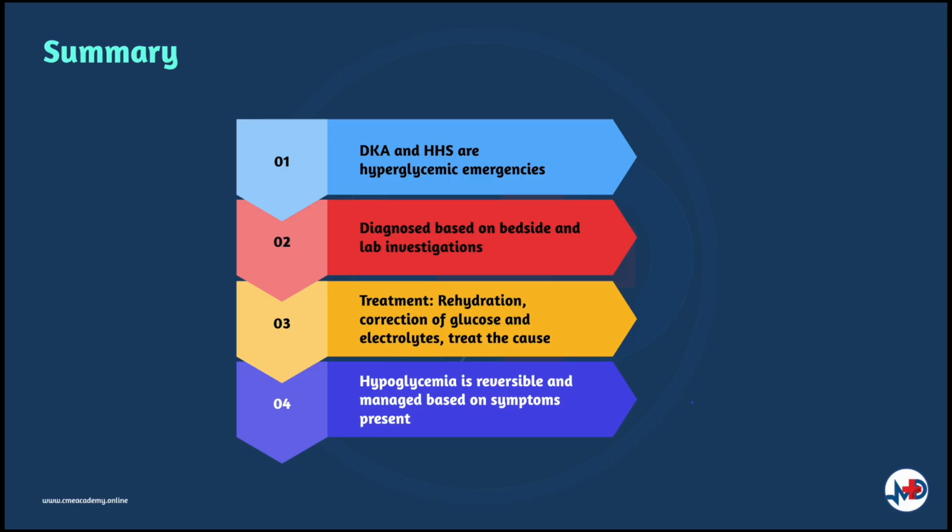The diagnosis of these conditions is based on bedside and lab investigations. Generally, hyperglycemic emergencies would be treated by treating the precipitating factors or underlying cause, rehydration, correction of plasma glucose levels and serum electrolytes, and also preventing any complications. In the case of hypoglycemia, it is managed based on the presence of the symptoms.